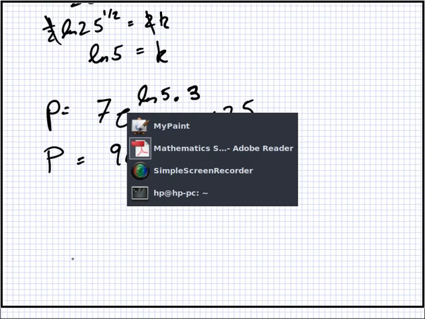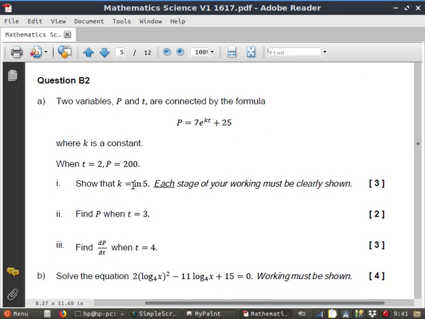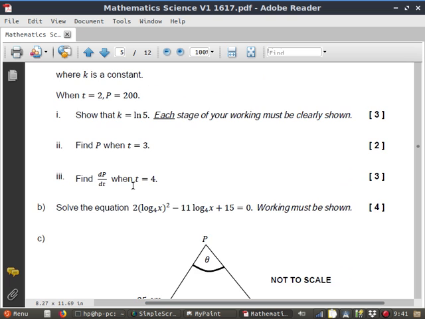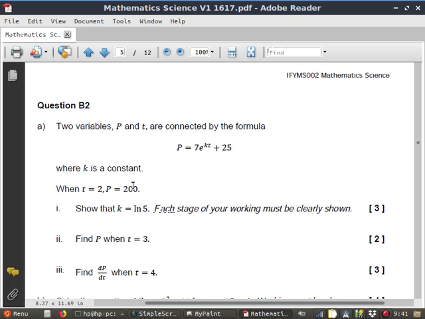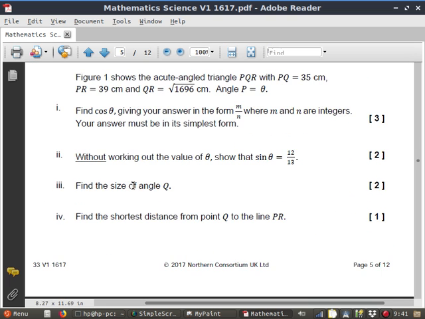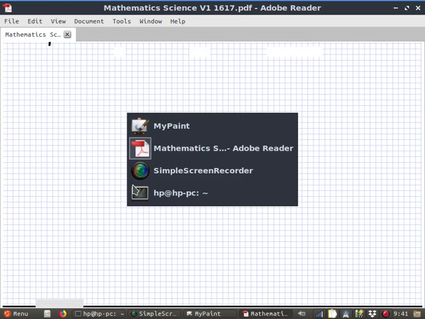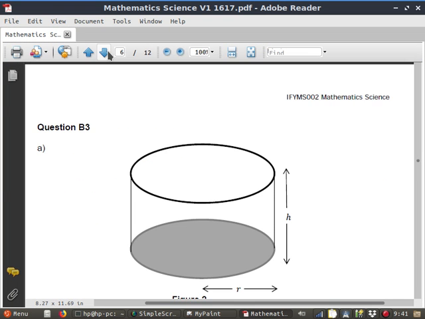I think we did this last time. Did we? It does look a bit familiar. We did B2? Yeah. Why did you wait? Okay, fine. B3 then.